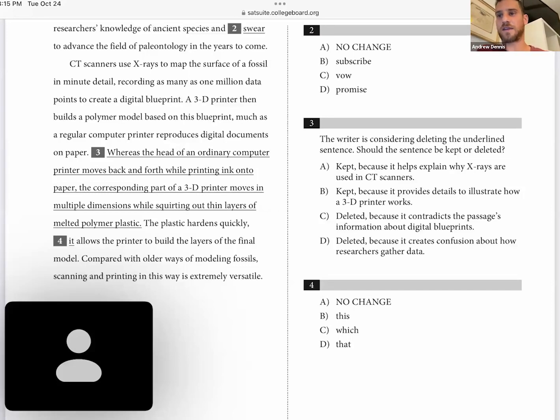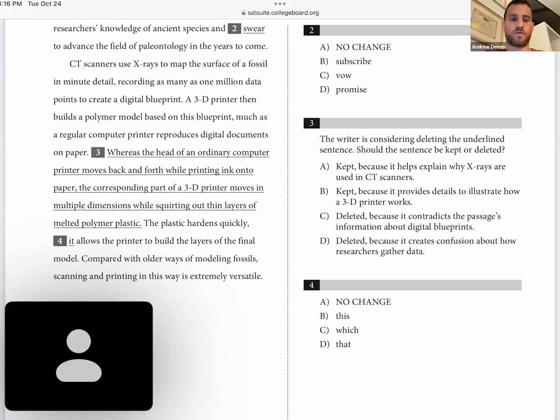It doesn't really say anything about X-rays or CT scanners, so it doesn't really help explain anything about them, but it is relevant because the sentence above it was talking about a 3D printer. A 3D printer then builds a polymer model based on this blueprint, much as a regular computer printer reproduces digital documents on paper. Now, this next sentence is going to provide details to illustrate how a 3D printer works. So I think B is the best answer there.